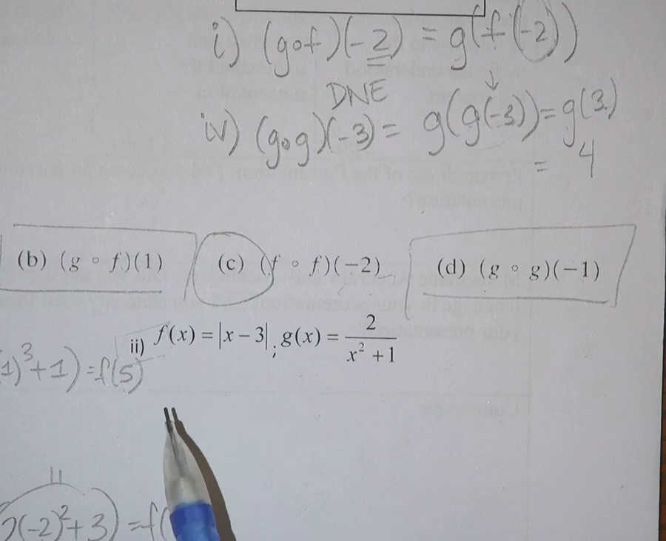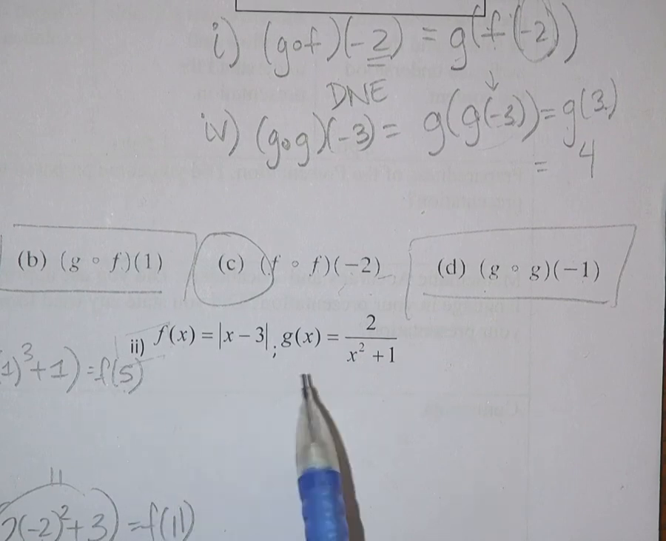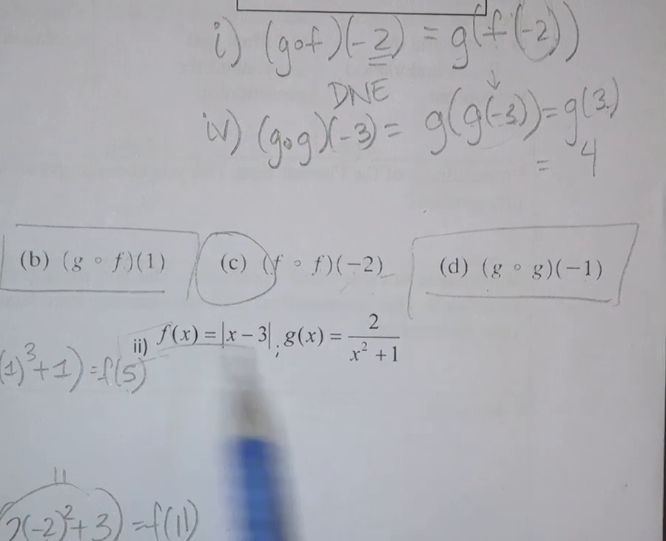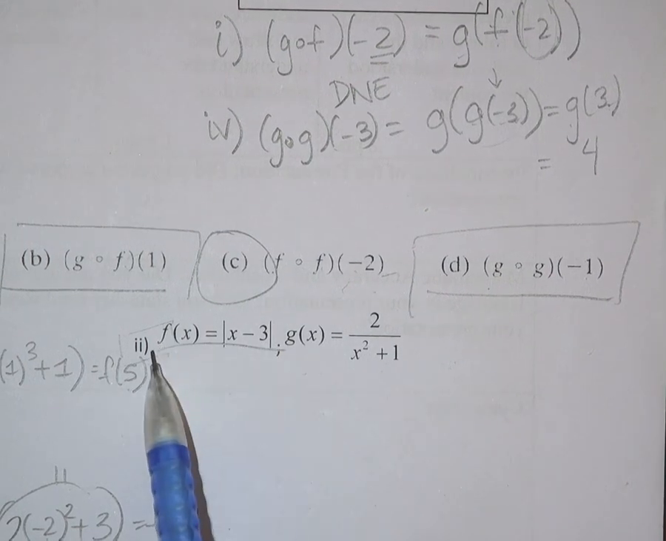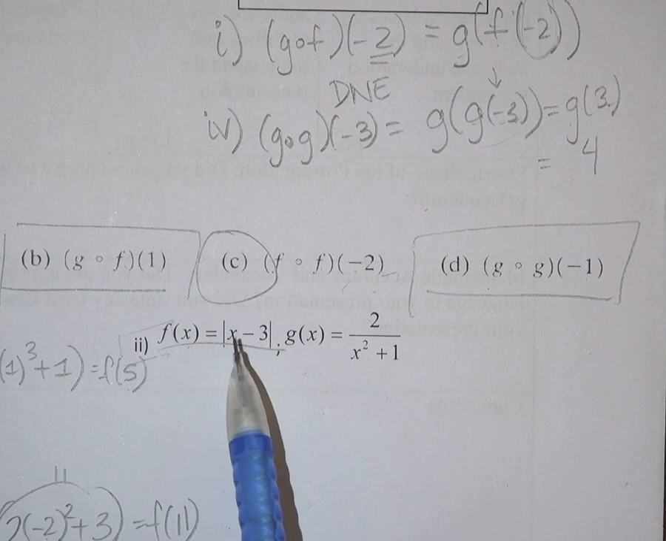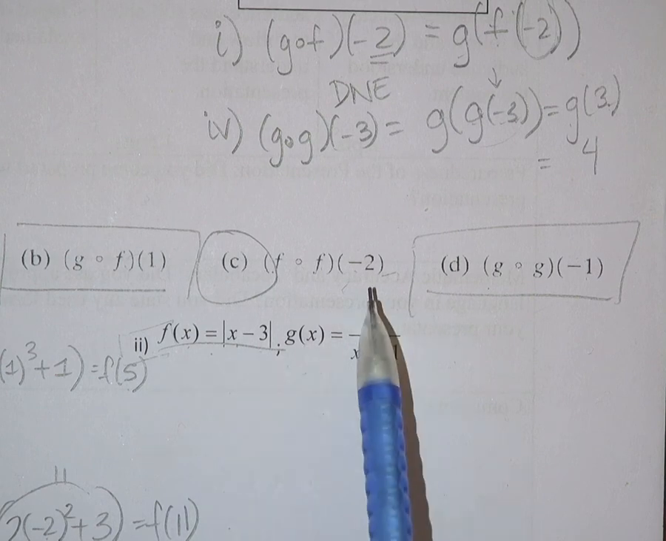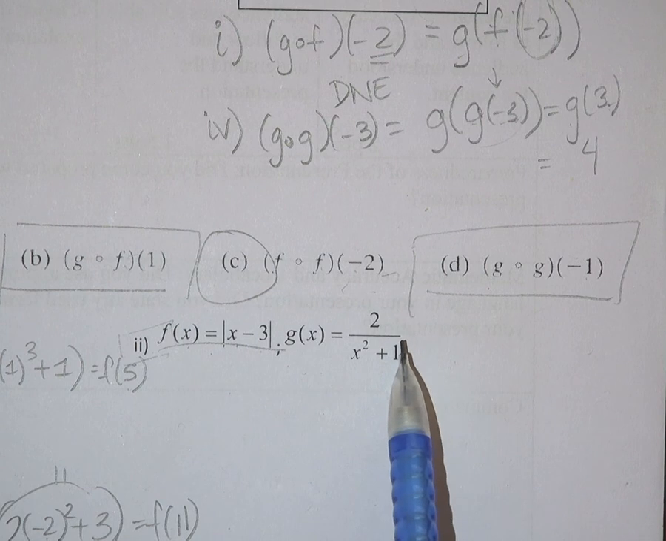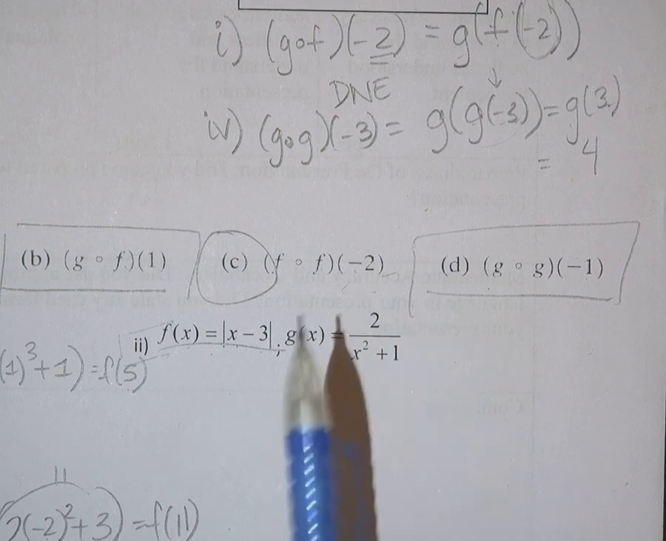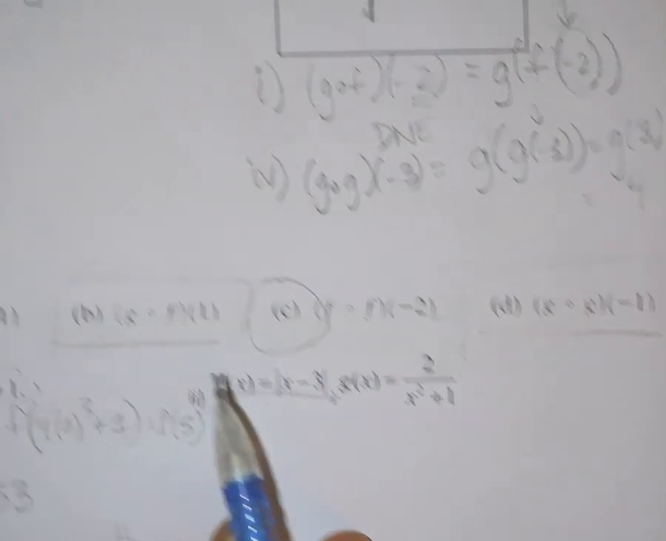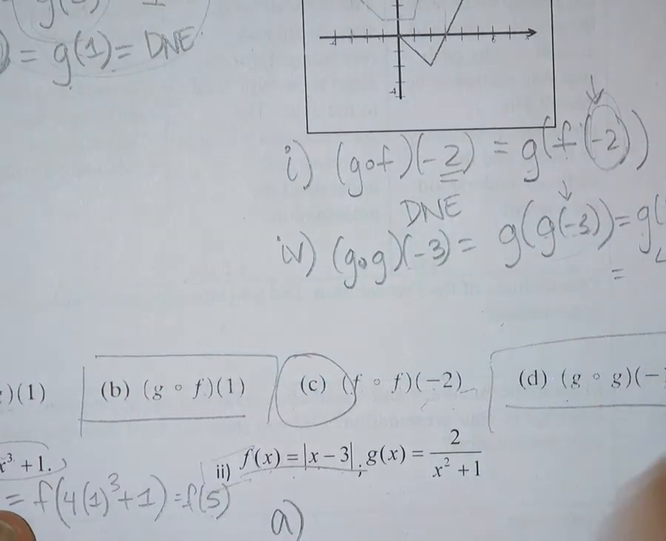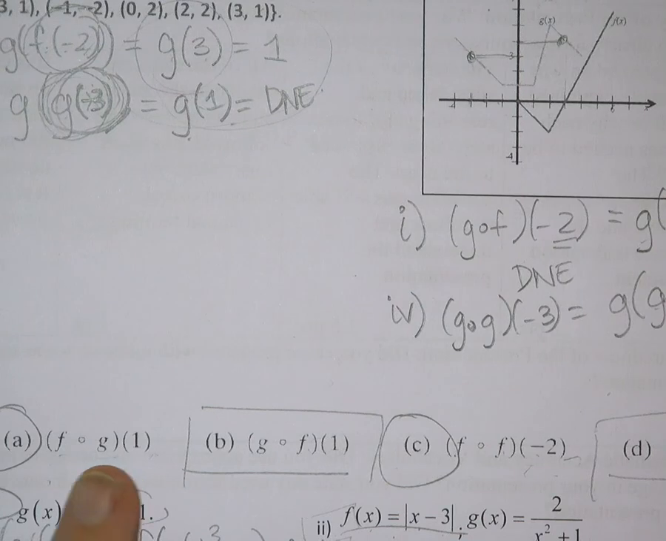So in this part 2 of example 2, I just have new functions. This time my function f of x is the absolute value of x minus 3, and my g of x is 2 divided by the quantity x squared plus 1. Okay. So we're going to start the exact same way we did before. We're going to do A, and remember A asks us to find f composed with g of 1.